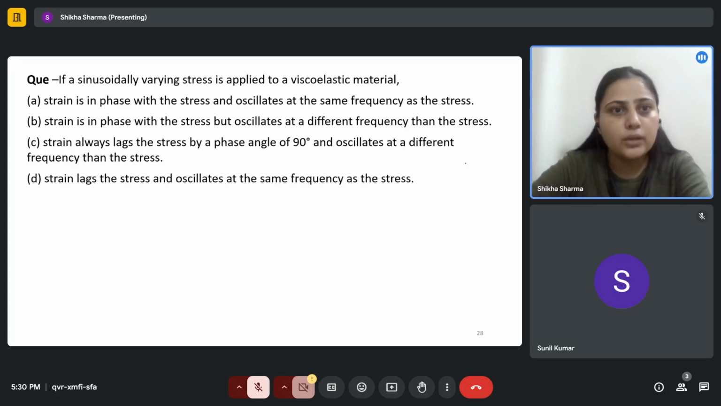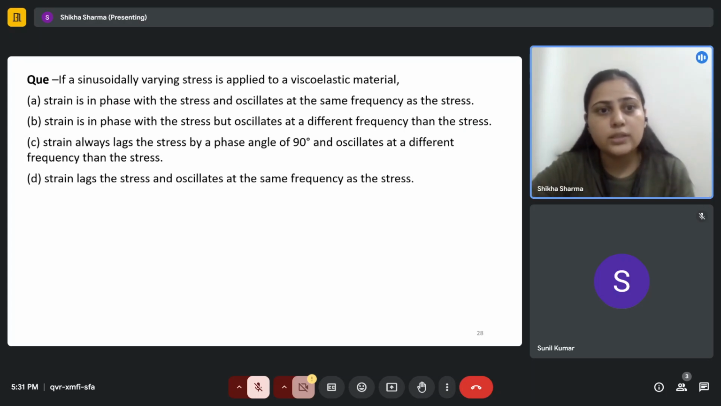If a sinusoidally varying stress is applied to a viscoelastic material, then A, strain is in phase with the stress and oscillates at the same frequency as the stress. B, strain is in phase with the stress but oscillates at a different frequency than the stress. C, strain always lags the stress by a phase angle of 90 degrees and oscillates at a different frequency than the stress. D, strain lags the stress and oscillates at the same frequency as the stress.